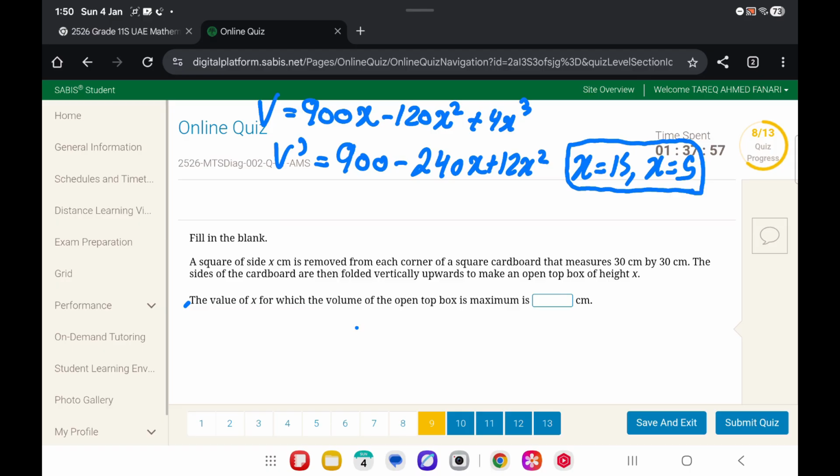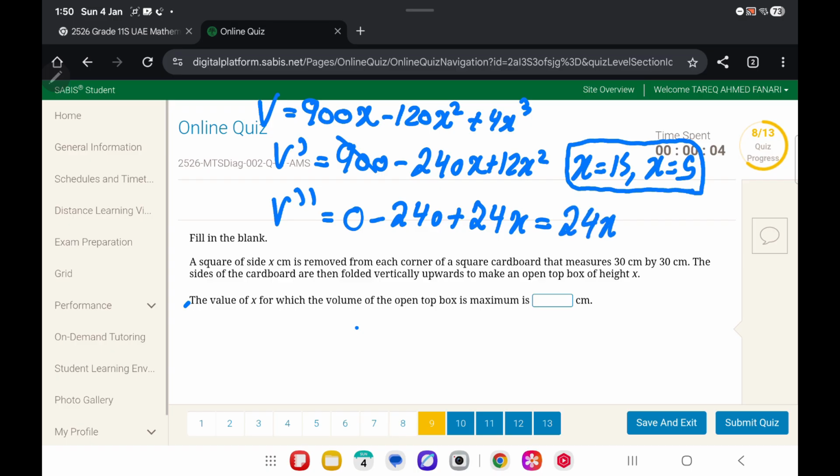I cleaned up the whiteboard. I cleaned up the board so I can do the second derivative. Now, second derivative, this 900 differentiates to 0. This will be minus 240 plus 24x. Right, so let's rearrange, it's just 24x minus 240. Okay, now, I don't need this anymore. This is done. So now we're going to substitute 15 and 5. V prime prime at x equals 15, or x equals 5. Let's try x equals 5 first.